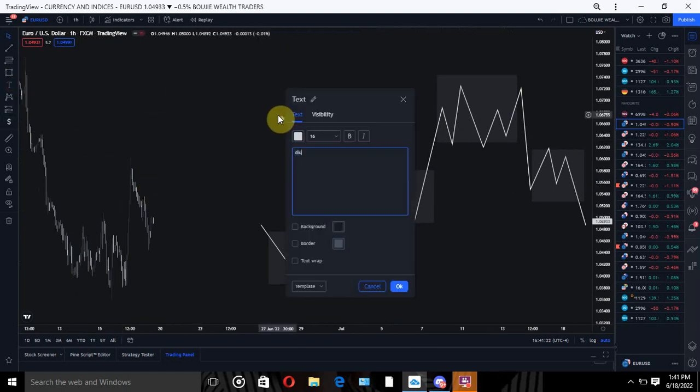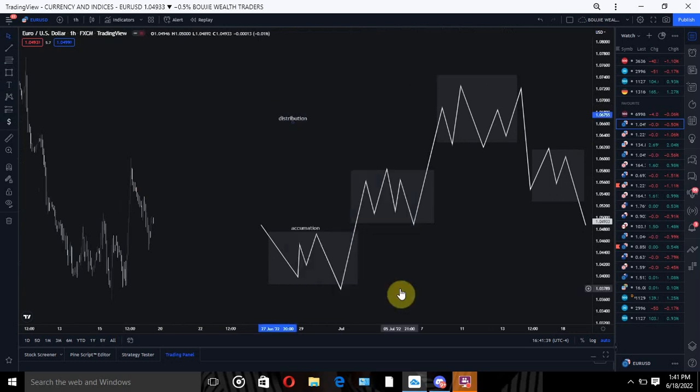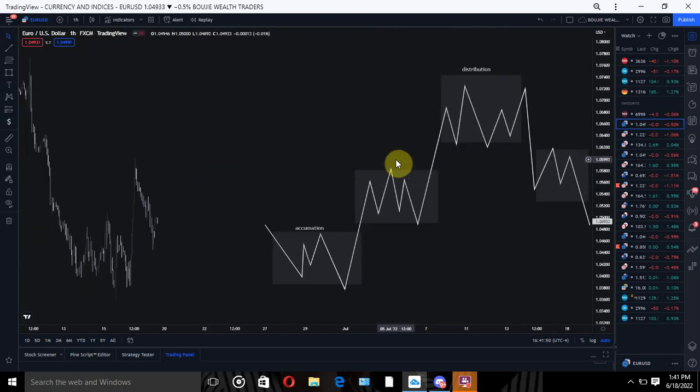So this is our distribution phase. We are only focusing on the accumulation phase and the distribution phase. So how can we mix the accumulation phase and the distribution phase of Wyckoff with the smart money concept, and use them as confluences?